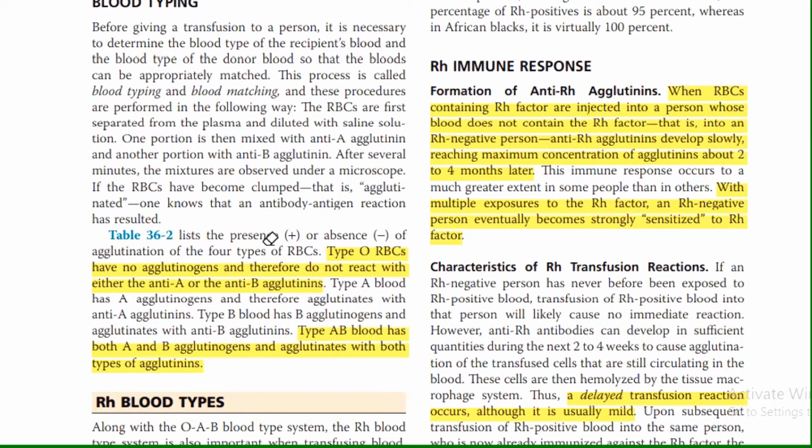Table 36.2 lists the presence or absence of agglutination of the four types of blood. Type O RBCs have no agglutinogens and therefore do not react with either the anti-A or anti-B agglutinin. Type A blood has A agglutinogens and therefore agglutinates with anti-A agglutinin. Type B blood has B agglutinogens, which agglutinate with anti-B agglutinin. Type AB has both A and B, and agglutinates with both.